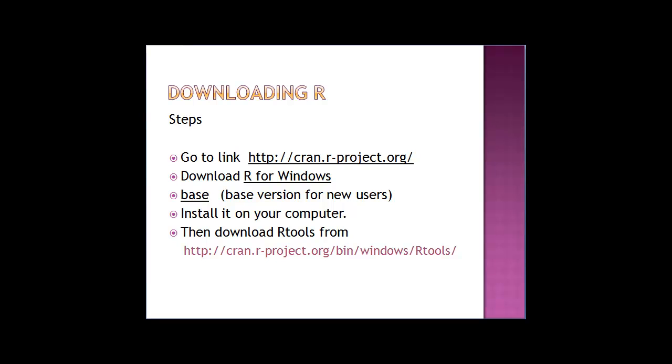Now here is the step-by-step procedure for how to download R. First of all, you have to go to the link cran.r-project.org. In this link, you will see three options: for Windows, for Mac, for Unix. From there, you have to choose. If you have Windows, you use R for Windows. After clicking on this, you will see a base version. This is mainly for new users. Click on it and download it. After downloading it, install it on your computer and then download Rtools from this link.